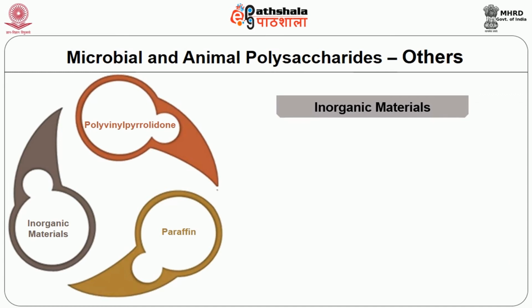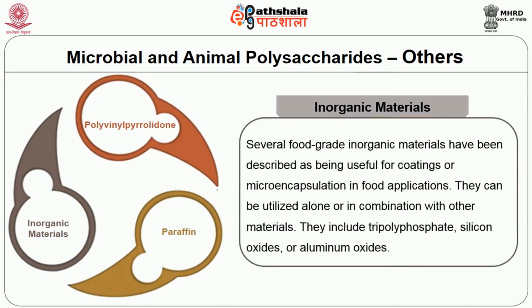Looking at inorganic materials, there are several food grade inorganic materials that have been described as being useful for coating or micro-encapsulation in food applications. They can be utilized alone or in combination with other materials. They include tripolyphosphate, silicon oxides or aluminum oxides.